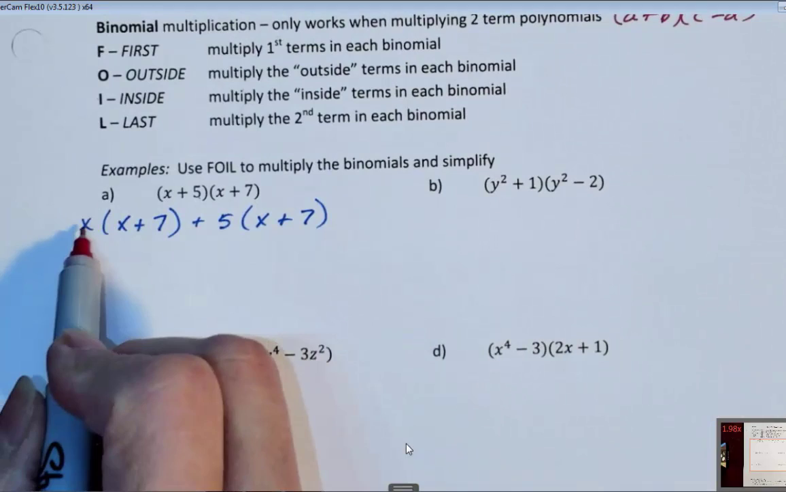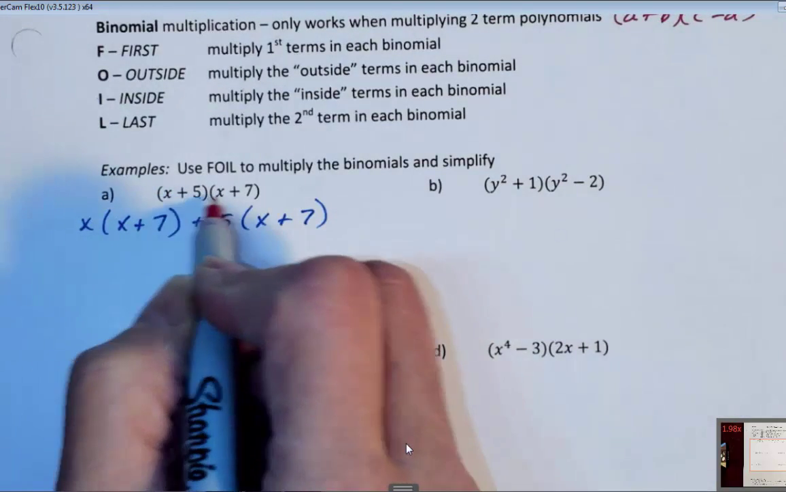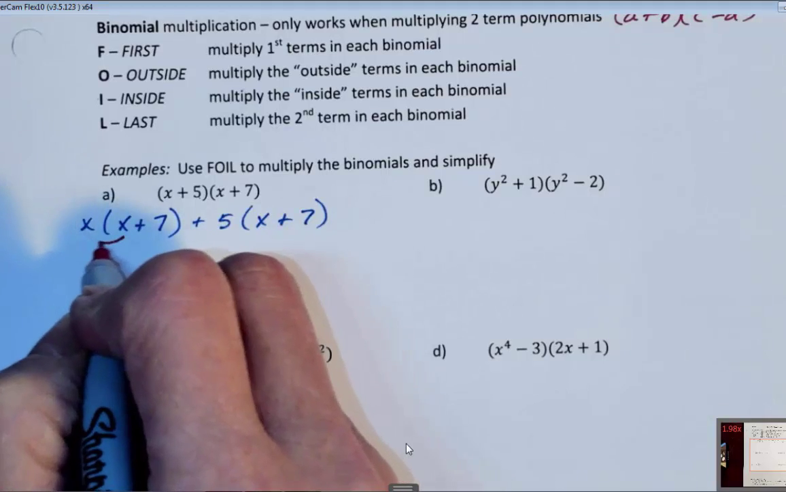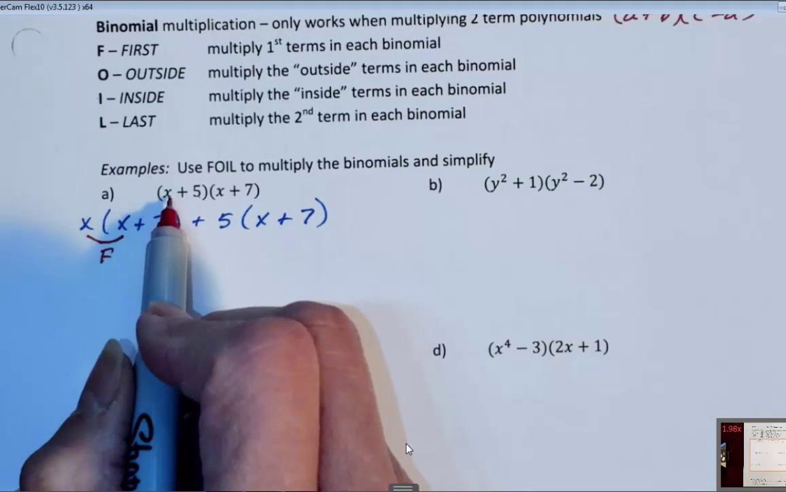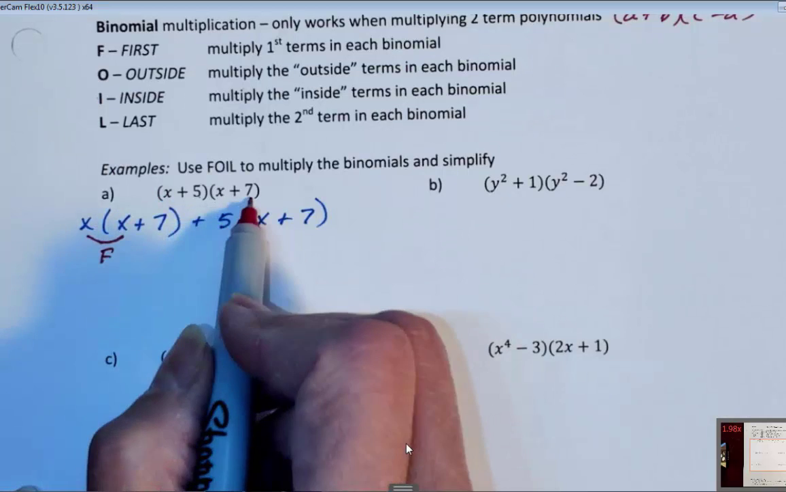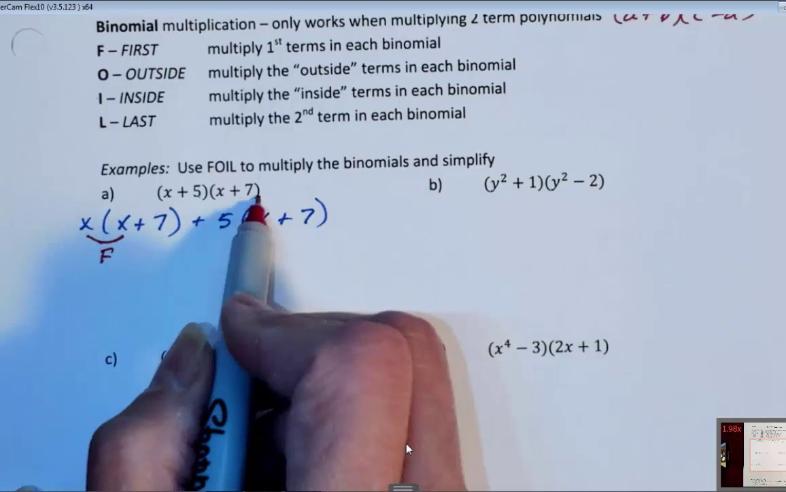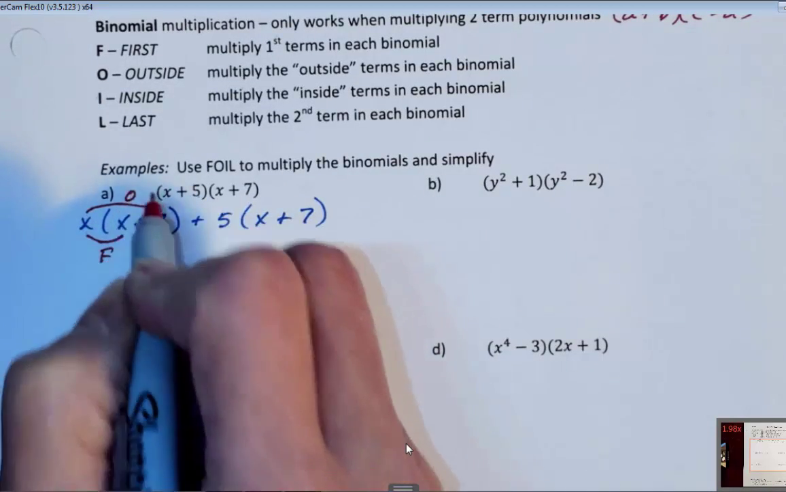Let's look at what we're doing here. By multiplying x times x, those are my first terms. This is my F. And then I multiply x times 7. Look at where your terms are in the binomials. We call these your outside terms, and so this is called O.